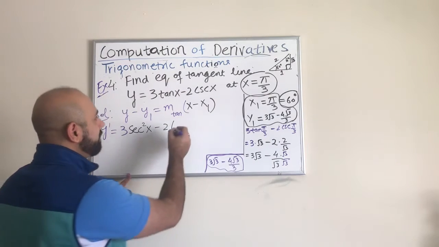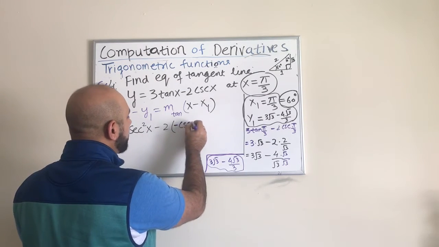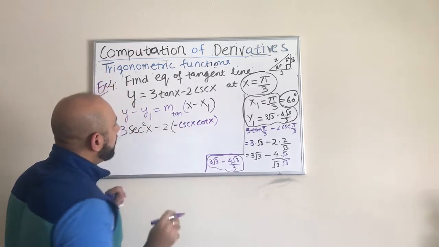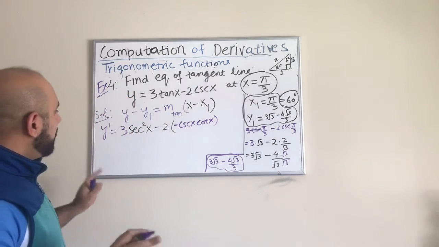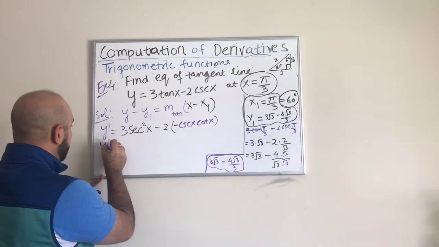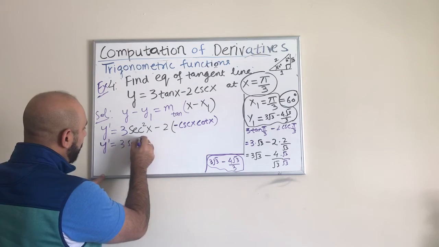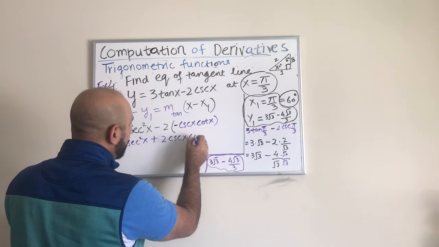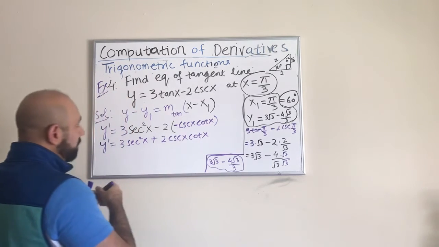So I'm going to write the derivative, which is negative cosecant x cotangent x. Don't forget there's a negative here. And that is it. We are done with the derivative. Let us write it out clearly. So y prime is 3 secant square x, negative times negative is positive, 2 cosecant x cotangent x. Guys, this is the derivative of the function.